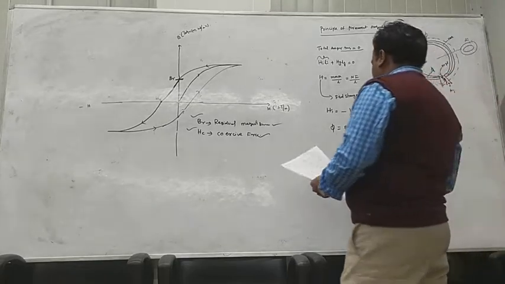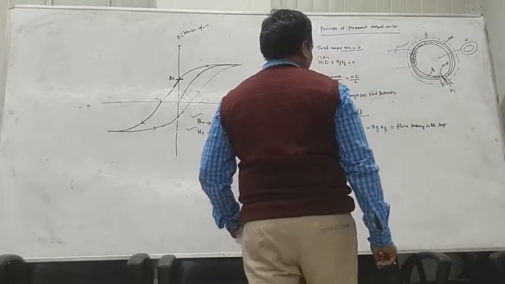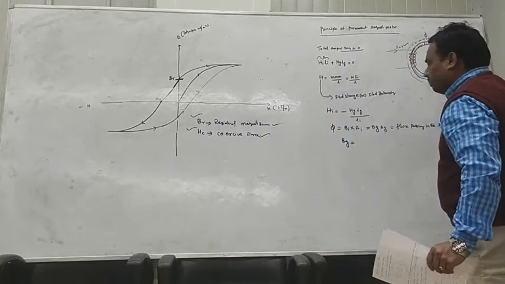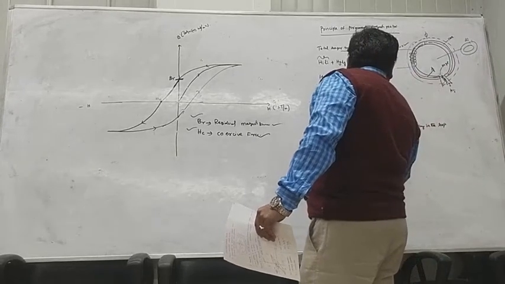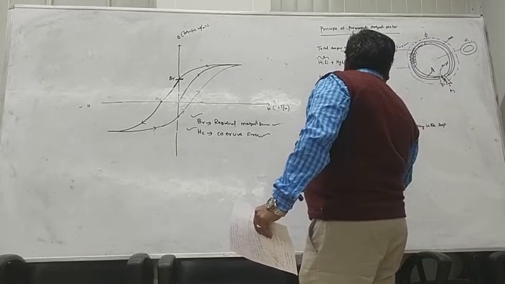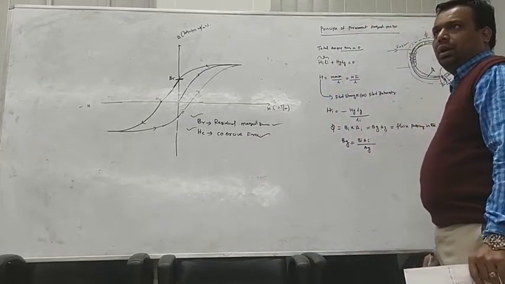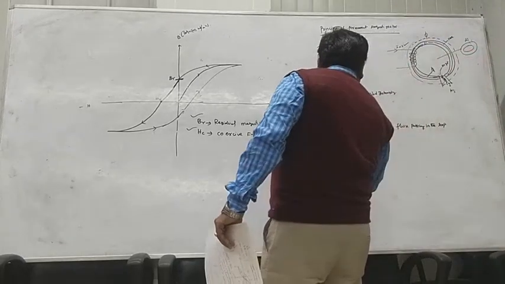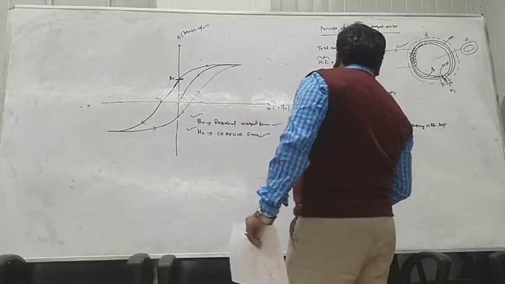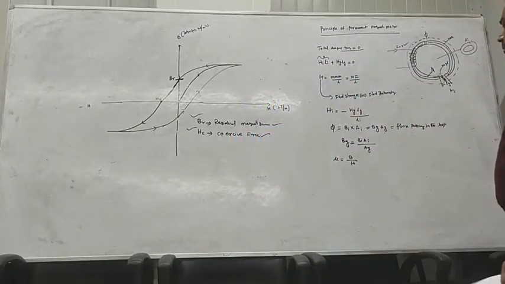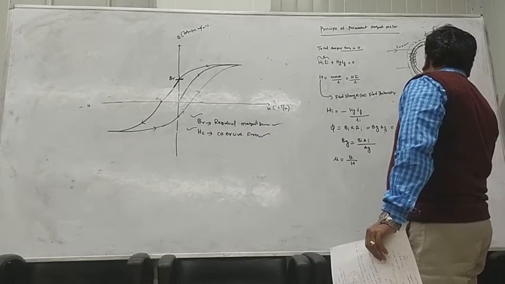So from this equation, if you substitute, Bg, the flux density in the air gap, is equal to Bi into Ai divided by Ag. As you know from the fundamentals of electromagnetism, mu is equal to B by H, that is, B is equal to mu into H.